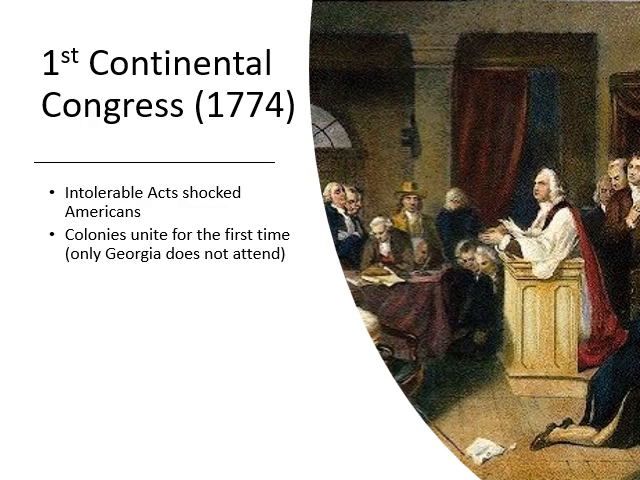12 of the 13 colonies, only Georgia did not attend, meet at Carpenter's Hall in Philadelphia, Pennsylvania, between September 5th and October 26th, 1774, basically to talk about what is to be done about these Intolerable Acts, to come up with ideas, and they really unite for the first time is what you're seeing.